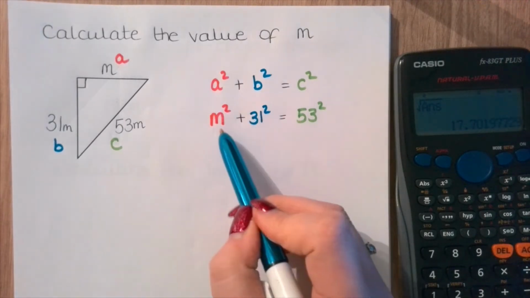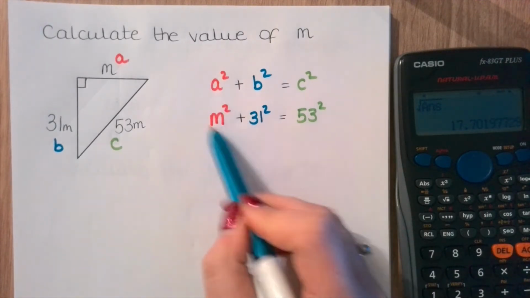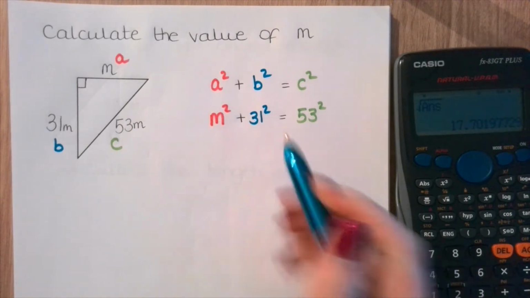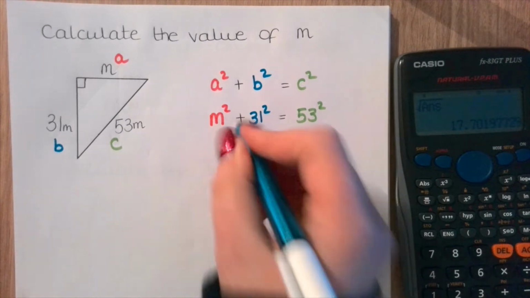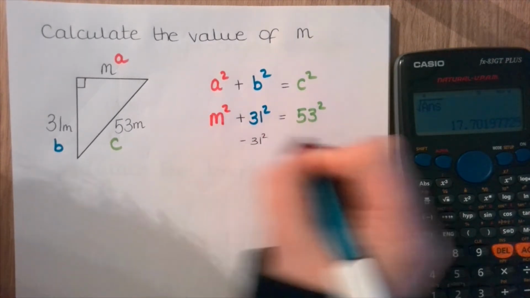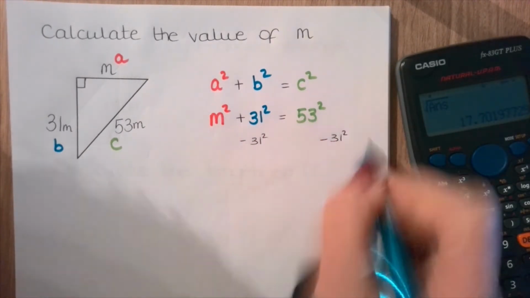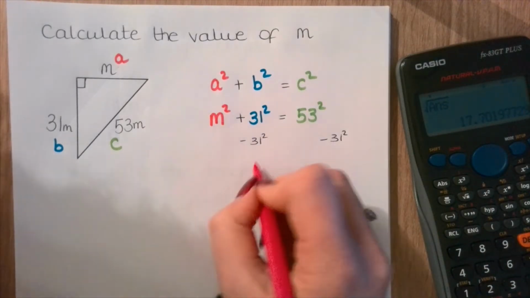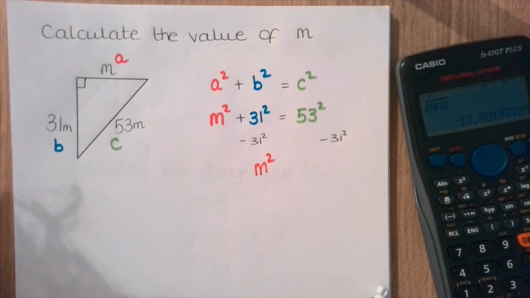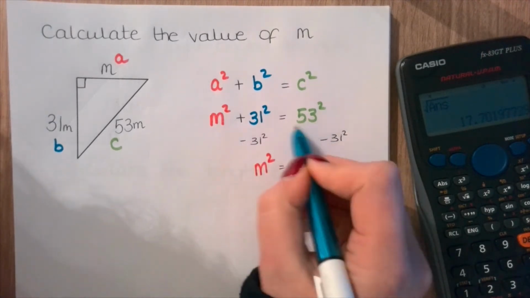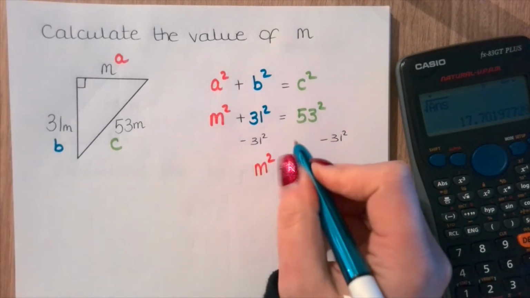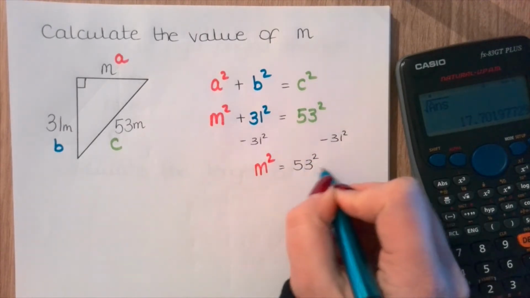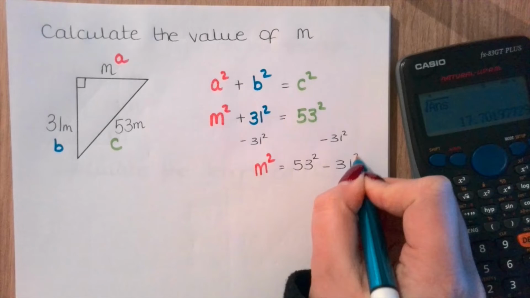Now this is an equation. I don't have the M squared on my own, so I cannot just square root straight away. What I'm going to need to do is subtract this 31 squared from both sides. So that leaves me here with M squared is equal to, that 53 squared is still there, so 53 squared, and then I want to take away the 31 squared.